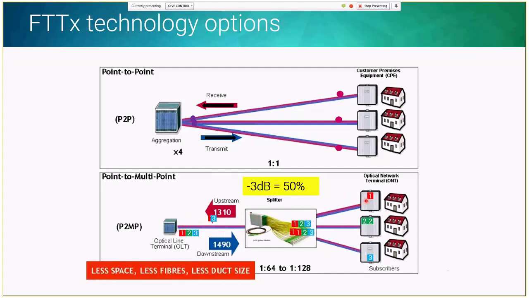So what is the advantage? Another advantage that we have on the point-to-multipoint is that, because we have fewer fibers, we don't occupy as much space. Our OLT will be 10 kilometers up to 20 kilometers away from the optical network terminals, so I don't need a massive cabinet on the road. And because I have fewer fibers, I have a smaller duct size. So I could save on the ductwork.